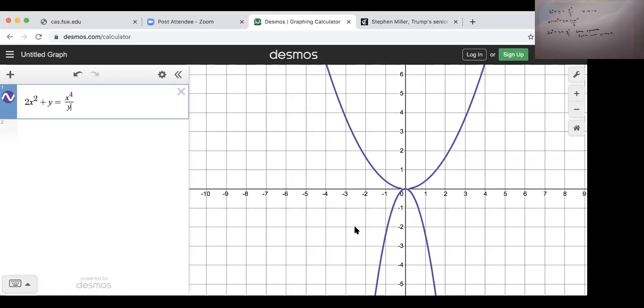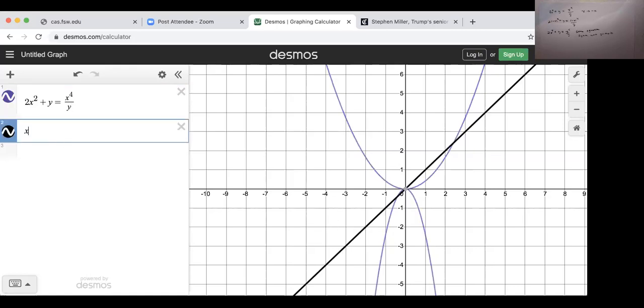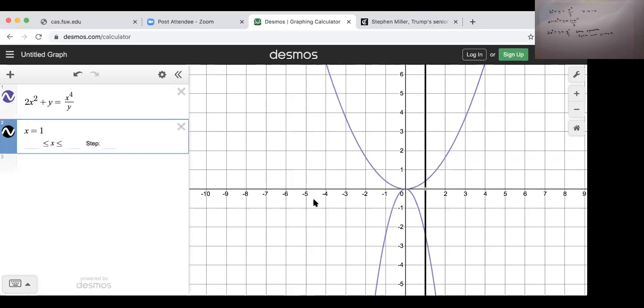Also, this is not a function, okay? This is not a function because of the vertical line test. If we draw the vertical line in, let's say at x equals 1, you see it cuts in 2 points here and here, so not a function. But the graph indeed is symmetric with respect to the y-axis.